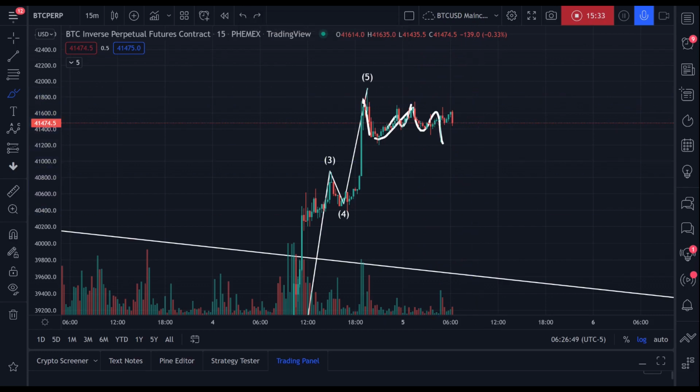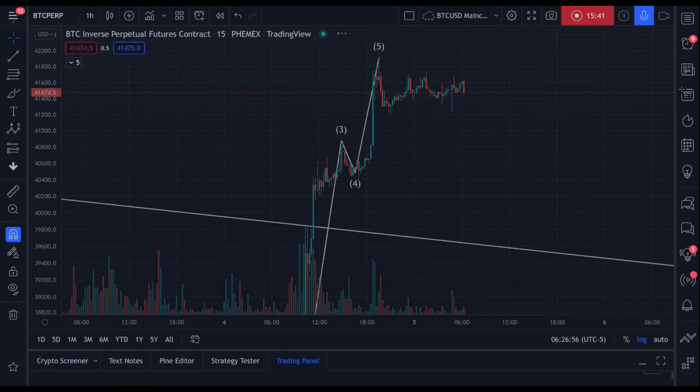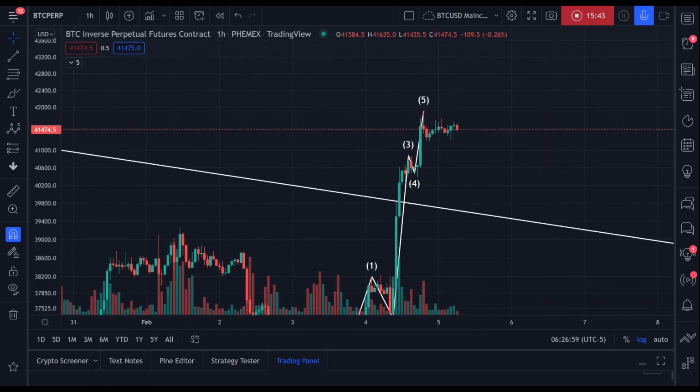Okay, and where do I expect to go? This is what everybody's looking for. Just give me the target. Just give me where the price is going to go next. Okay, here's where the price is going to go next with what I believe. Here's what I believe. See this trend line? That's where it comes back into play.